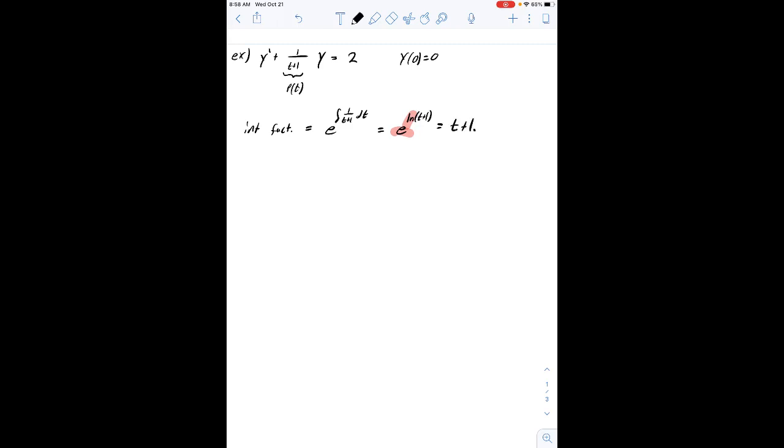Okay, so now just following the formula for this problem, we multiply our integrating factor on each side. So we do t plus 1 times the group y prime plus 1 over t plus 1 times y equals t plus 1 times 2. We then know, just because it's an integrating factor method problem and it was in this specific form up here, we can do d dt of y times t plus 1. So this is my integrating factor.